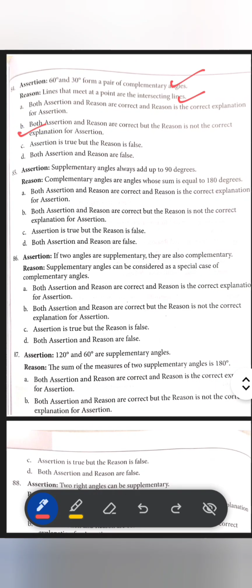Now, supplementary angles always add up to 90 degrees. No, they always add up to 180 degrees. So this one is wrong. Complementary angles are those whose sum is equal to 180 degrees. This is also wrong. So both assertion and reason are wrong. Next, assertion: if two angles are supplementary, they are also complementary. How is it? So this is false. Supplementary angles can be considered as a special case of complementary angles. No. So both assertion and reason are false.